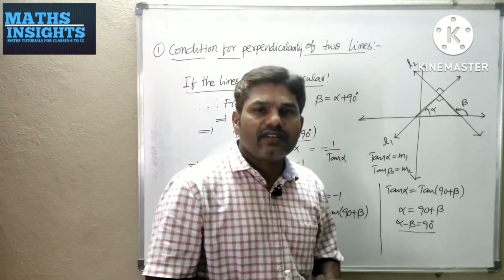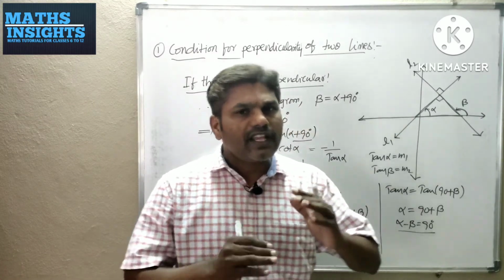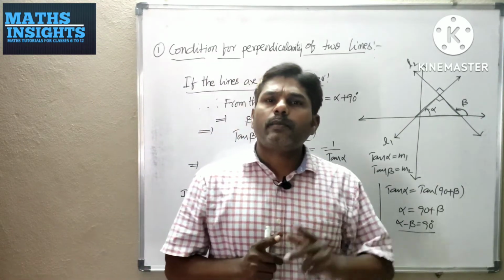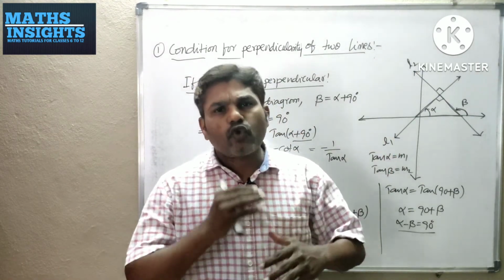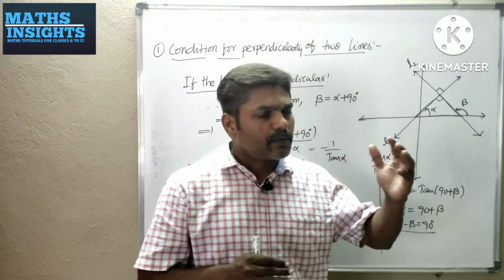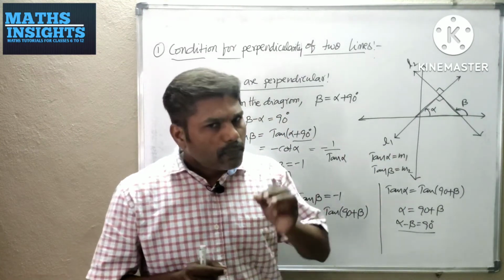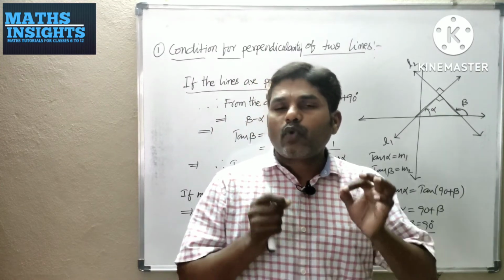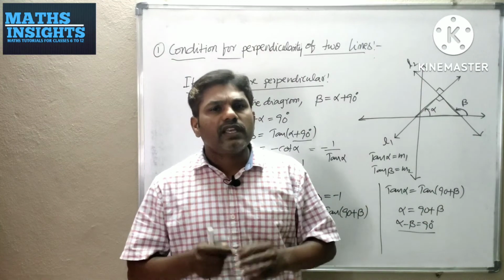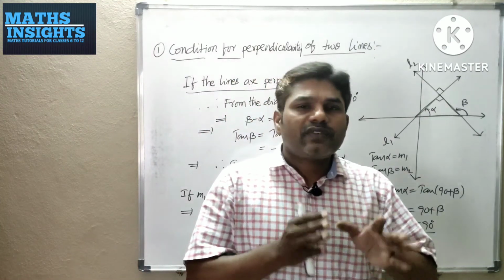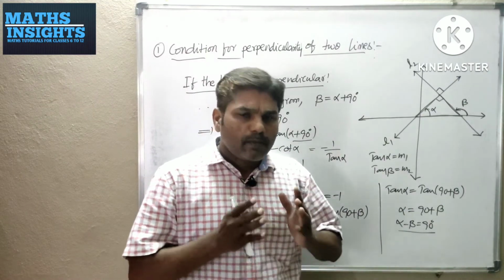This is the condition for perpendicularity and parallelism of two lines. Again I am saying, if two lines are parallel, then their slopes are equal. Conversely, if slopes are equal, then the lines are parallel. Coming to the second condition, if two lines are perpendicular, then the product of their slopes is equals to minus 1. Conversely, if the product of slopes of any two lines is equals to minus 1, then the lines are said to be perpendicular.